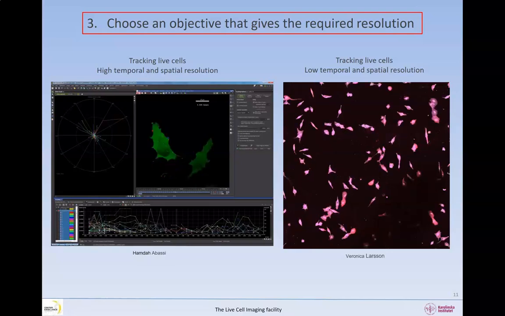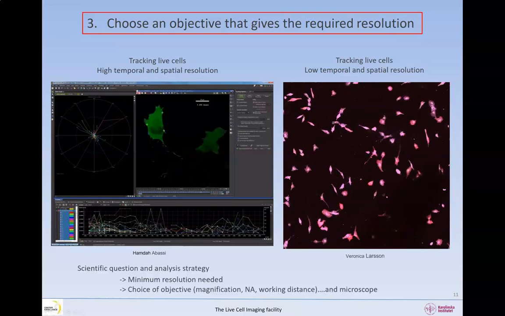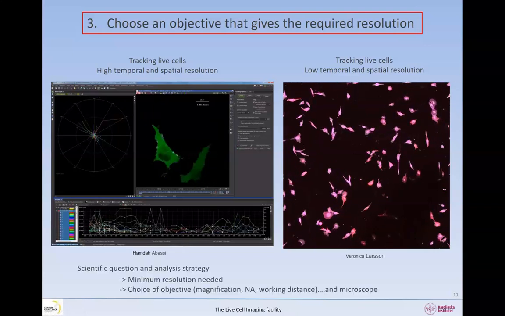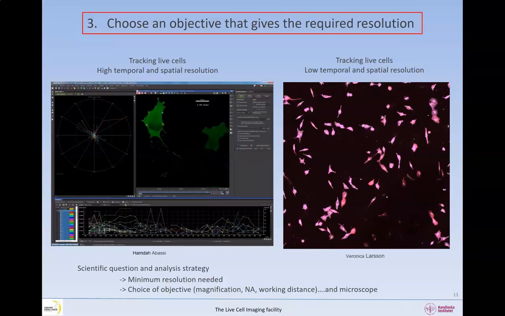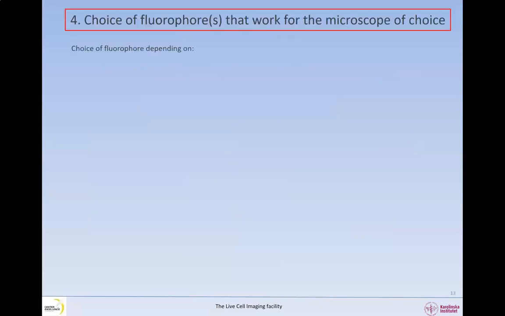So remember, choose the minimum resolution needed. Choose your objective, magnification, numerical aperture, working distance, and ultimately the type of microscope so that you can reliably answer your scientific question. So now, let's see what we should pay attention to when choosing fluorophores.